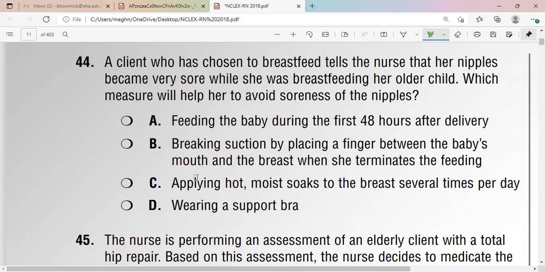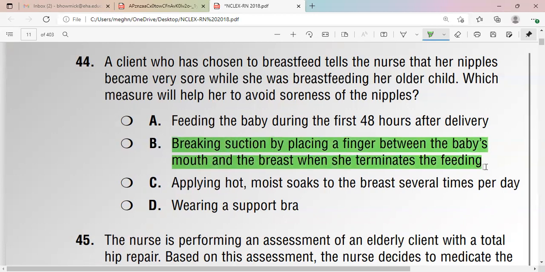So the correct answer is number B, right? So, breaking the suction by placing a finger between the baby's mouth and the breast when she terminates the feeding. To reduce the potential for soreness of the nipple, the client should be taught to break the suction before removing the baby from the breast.